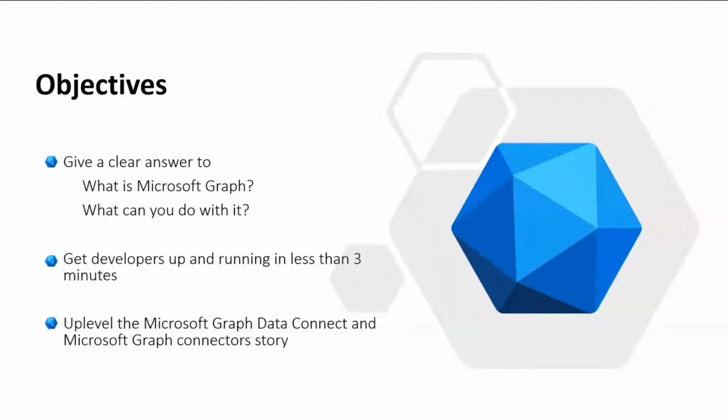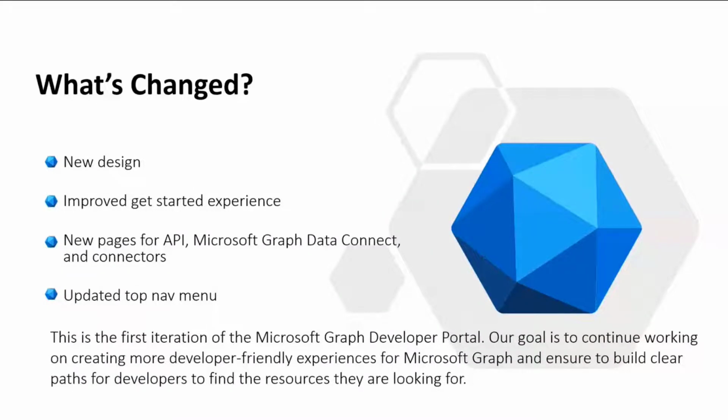So what's changed? As you can see, a new design. You can see that we improved the get started experience by promoting our tutorials, improving our quick starts, and providing you with all the available resources that we have for you, and putting that together in the developer portal. We created new pages for the API, the Microsoft Graph Data Connect, and connectors. Rabeb will show you these pages later. We also updated our top nav menu.